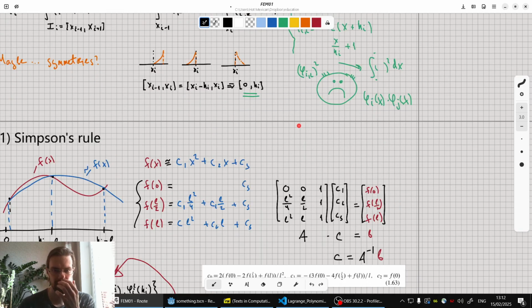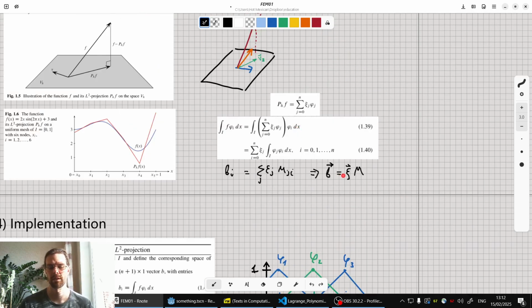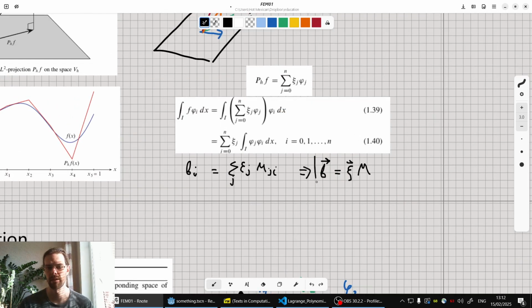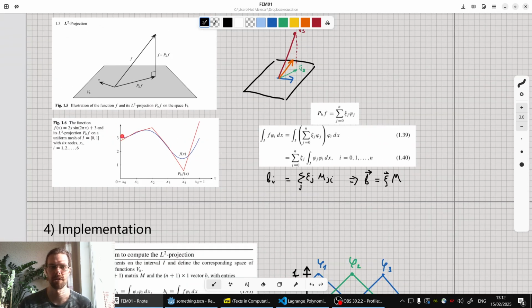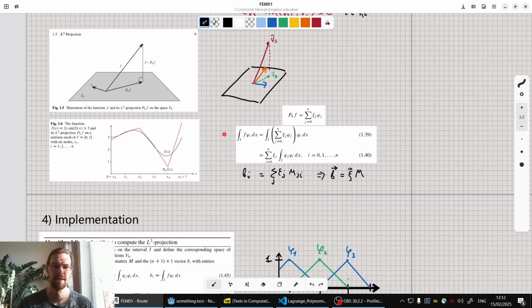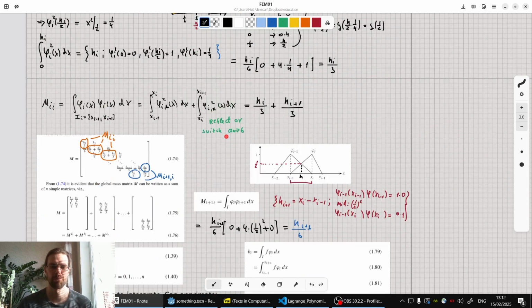So in a sense, we return to this idea that we got. We can construct this particular matrix equation. Now we have entries from M and for B, and we can solve by inverting, coefficients for this approximation, for L2 approximation. And that's pretty much it.